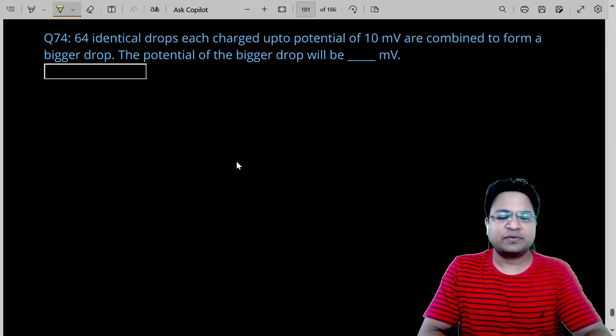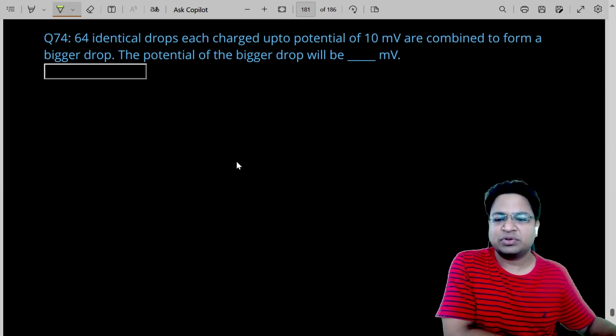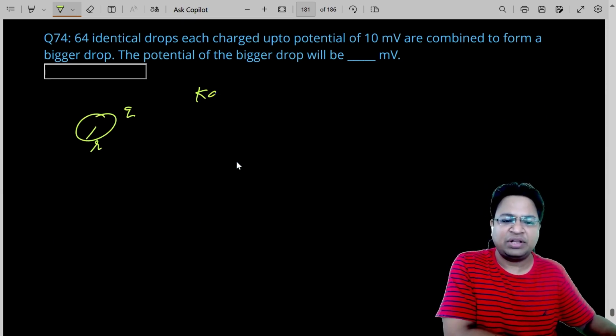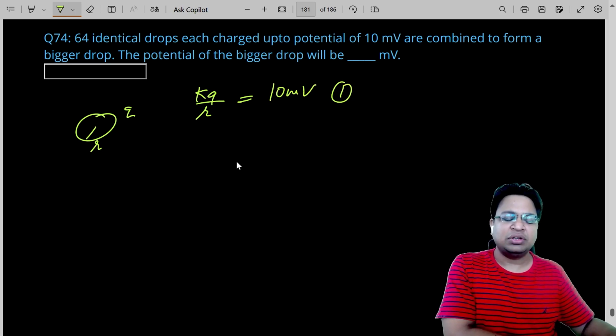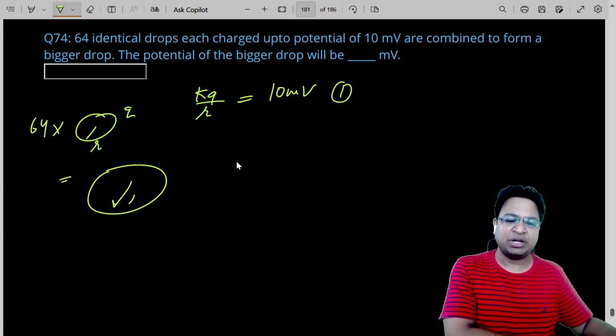Okay. Next, we move to question number 74. It says 64 identical drops, each charged to a potential of 10 millivolt, are combined to form one. So we have a drop of radius r, charge q, and we have been given that kq/r is 10 millivolt. Now, 64 such drops merge to give me a bigger drop, and that bigger drop will have a charge of 64q.